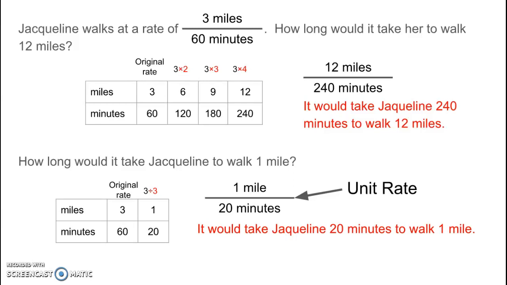Students also learn about unit rate, which describes how many units of the first quantity of a ratio correspond to 1 unit of the second quantity, as shown here by changing the question to a single mile.